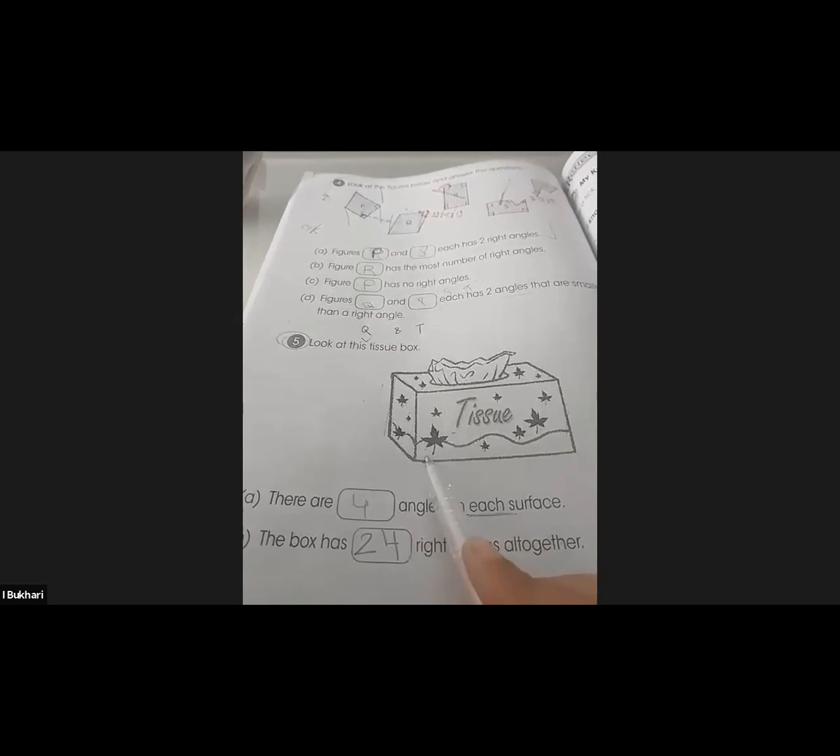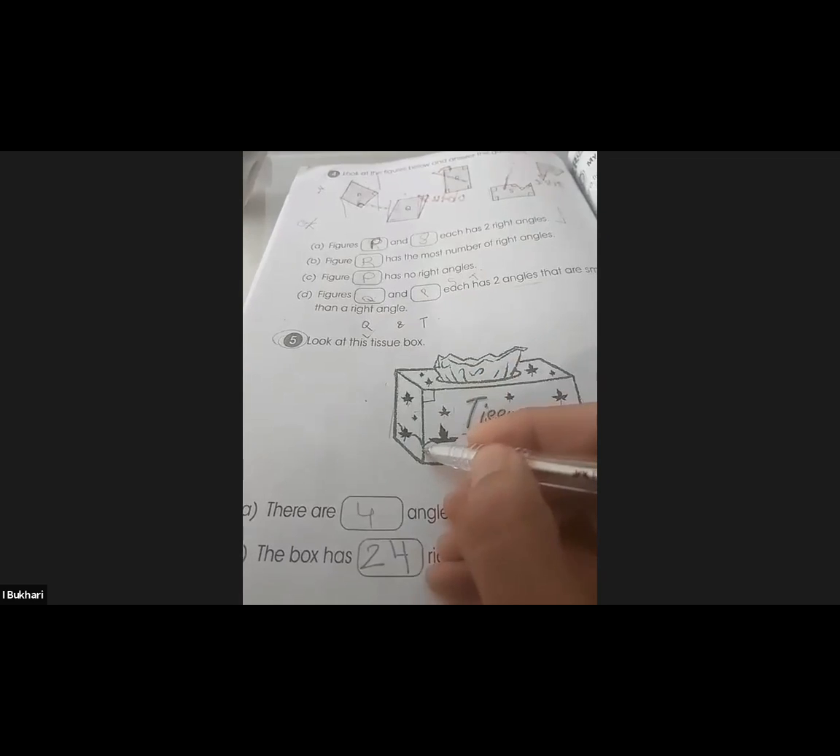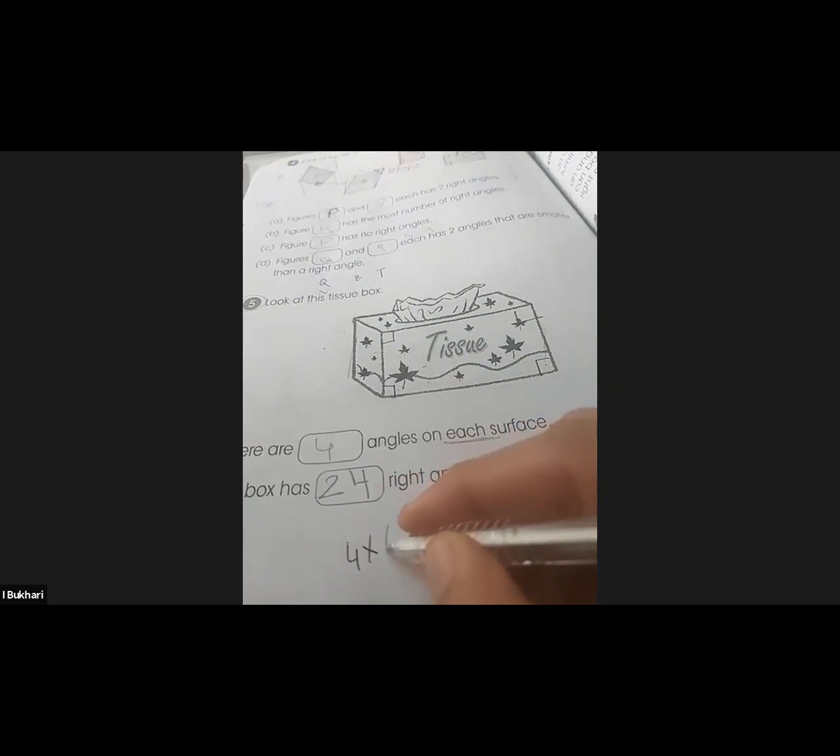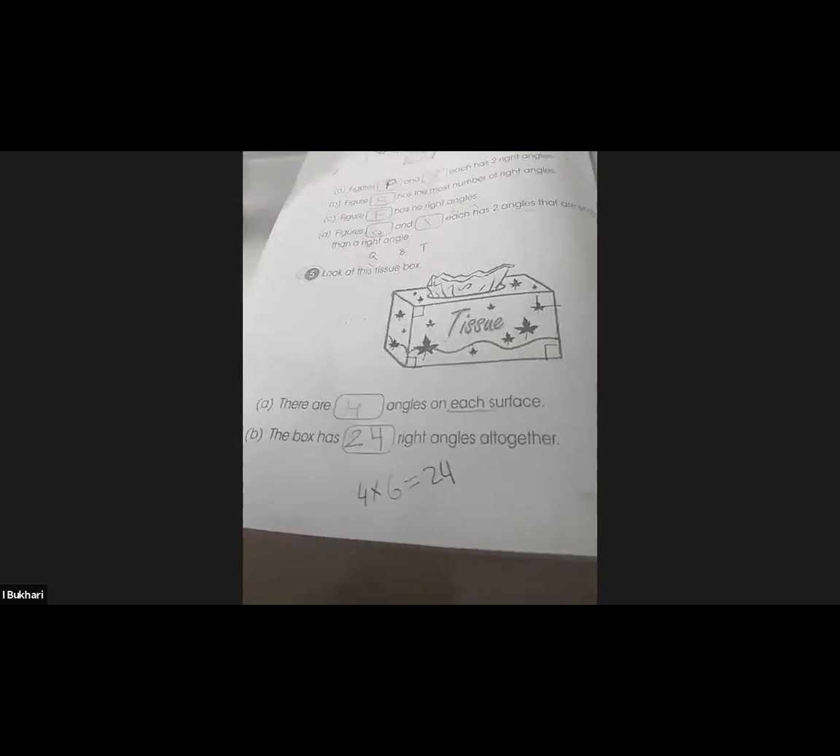So each surface, like this is one surface, the one that you can see at the front. So 1, 2, 3, 4. So each surface will have 4 angles. Okay, and the box has dash right angles altogether. So you just count the total number of surfaces. There are 6 total surfaces. Each surface has 4. So 4 multiplied by 6 is 24. And if it is not included, no need to get confused. If you did not understand this, just leave it if it's not included. Okay, and if you understand, then well and good.